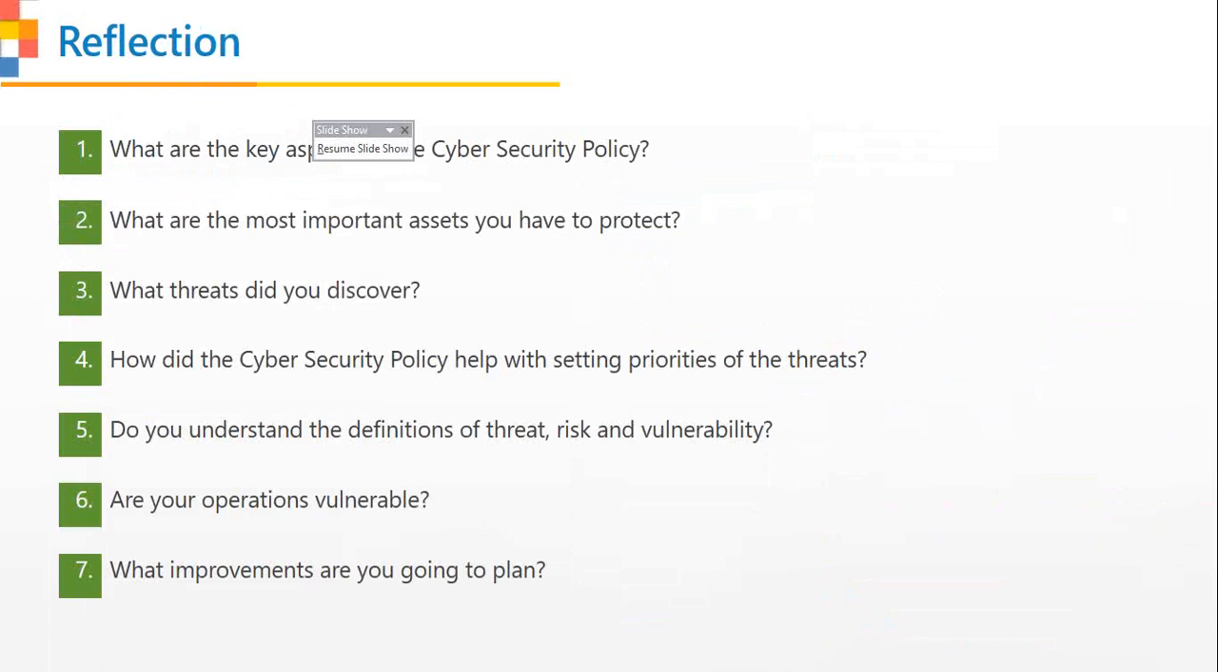What are the most important assets you have to protect? While you would have a very huge list of assets to be protected, which are those that we really wanted to protect, which are important from a reputation perspective, a brand perspective, a finance perspective, a security perspective? Moving on to the next one, what kind of threats did you discover?